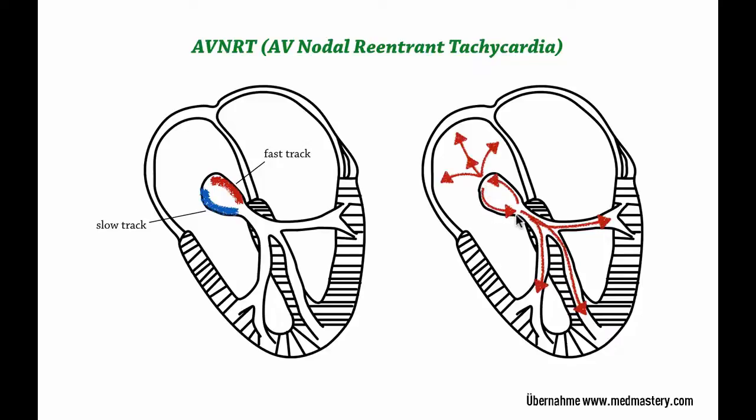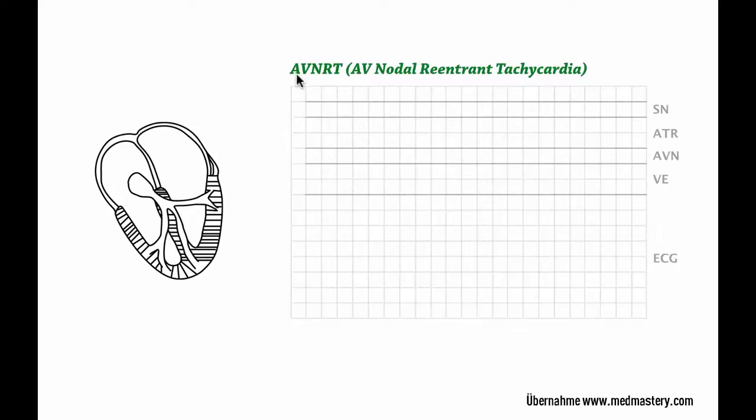So here it travels down after reaching the bundle of His. The fast tract may now be open and take the impulse back into the atria again. And so another circus movement is born. Let's see what AVNRT looks like on the ladder diagram.